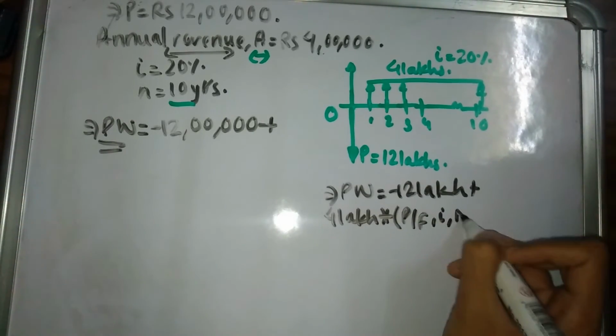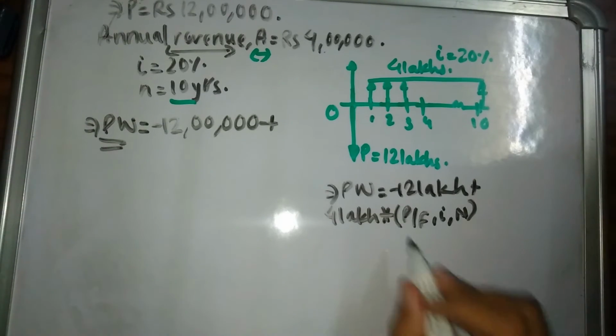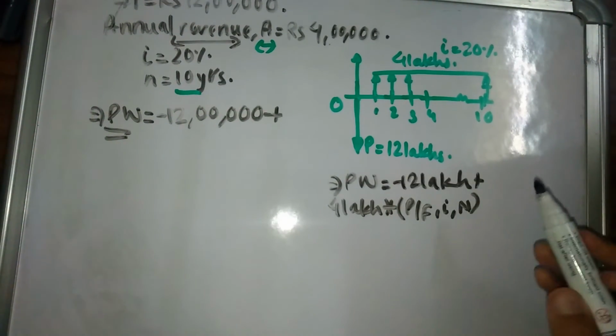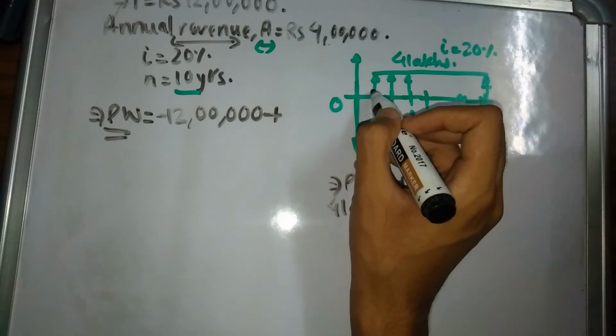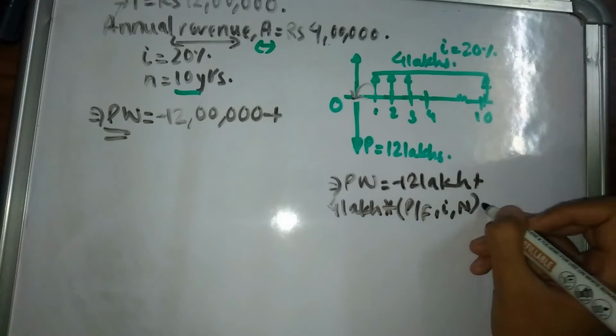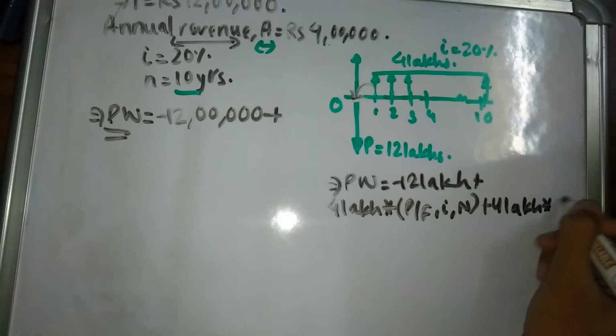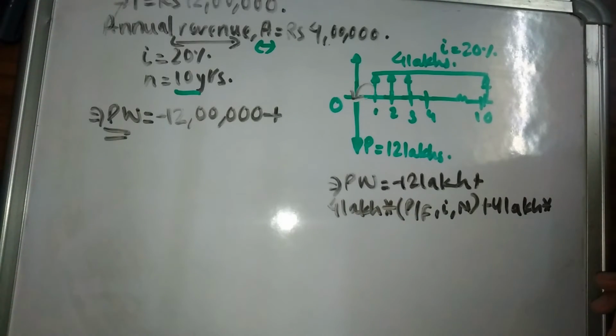divided by I comma n, which I will explain: before finding my present value when my future value is given, my 4 lakh is my future value. I need to convert that future value to my time t equals 0. Plus again another 4 lakh into P by F, I comma n, and you can repeat this up to 10.